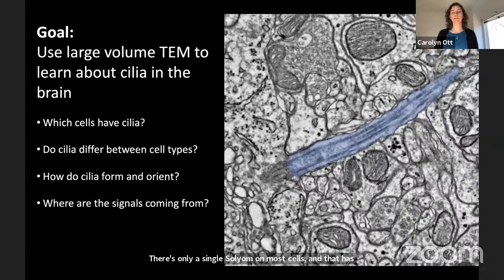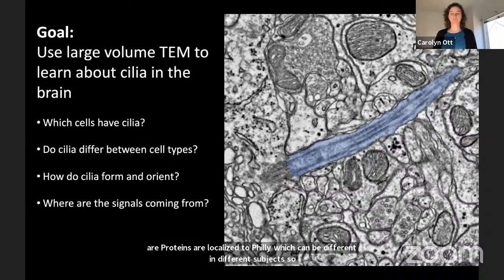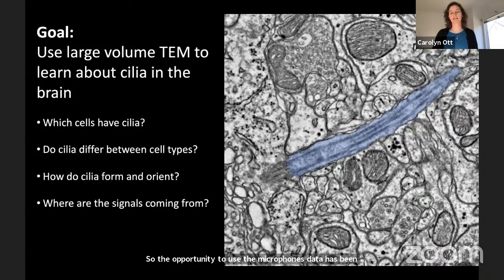In early EM studies, serial sections didn't capture the entire cilium. You'd get an image like this, but you couldn't see all of the places that the cilium would go. Immunofluorescence strategies that have been used extensively mask everything outside the cilium, and they're dependent on what receptors or proteins are localized to cilia, which can be different in different cell types. So there's no gold standard. So the opportunity to use the MICrONS data has been amazing to let us start to ask some of these questions. And I'm going to start by talking about neurons.